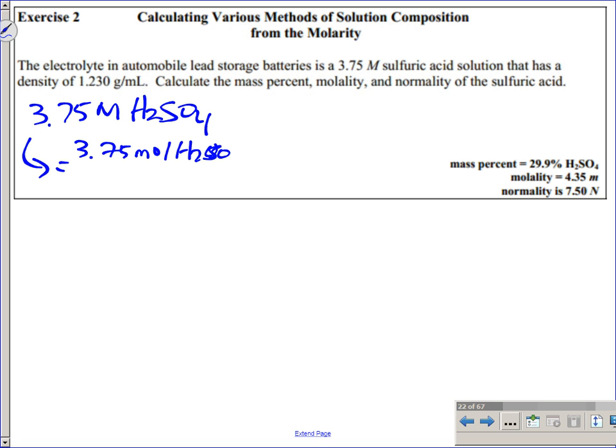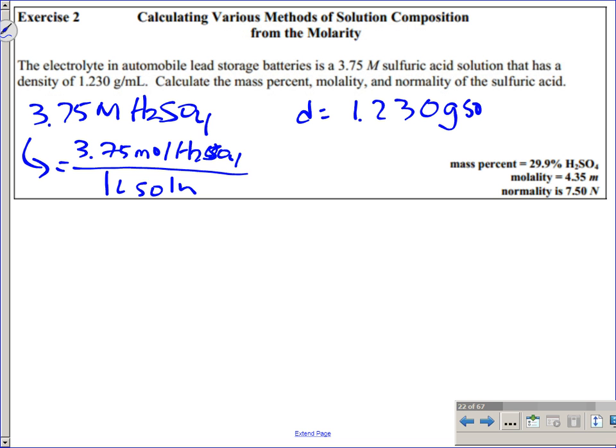Sulfuric acid over what? And you get to assume 1 liter of solution. If it doesn't tell you anything for volume, assume that. Right, so it gives you 2 pieces of information. What else is given? Density of the solution as a whole. Okay, the entire solution is 1.230 grams of solution over 1 milliliter of solution. So remember to label it water, solution, individual component because it does matter when you start to mix this up some.